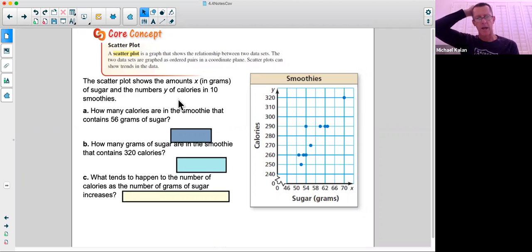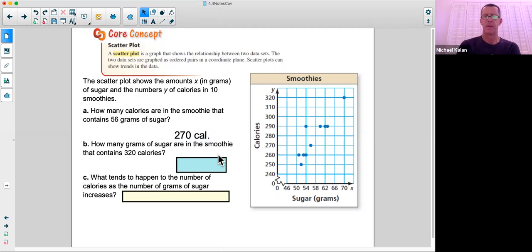Okay, so the scatter plot here shows the amount x in grams of sugar and the number y of calories in 10 smoothies. So notice how there's 10 dots here, 4, 5, 6, 7, 8, 9, 10, right? And the x-axis represents the number of grams of sugar, the y-axis the calories. So if you were asked question A, how many calories are in the smoothie that contains 56 grams of sugar, you would need to find the one that had 56 grams of sugar by looking along the x-axis. Oh, that one does. How many calories are in it? Oh, 270.